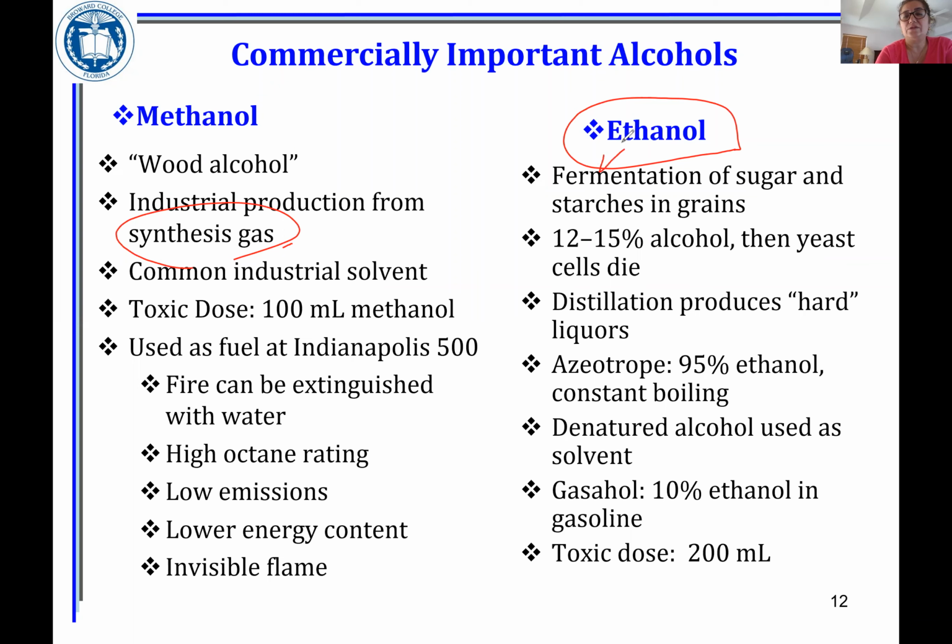Besides being consumed as an edible alcohol, it has some industrial applications as well. So 10% ethanol in the gasoline increases the combustibility, so it gives you better miles per gallon.